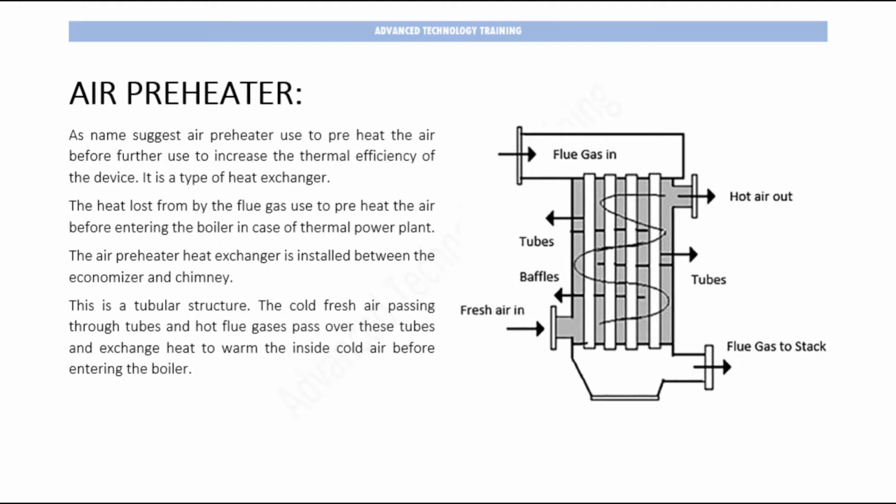The heat lost by the flue gas is used to preheat the air before entering the boiler, in the case of a thermal power plant. The air preheater heat exchanger is installed between the economizer and the chimney. This is a tubular structure. The cold fresh air passes through tubes and hot flue gases pass over these tubes and exchange heat to warm the inside cold air before entering the boiler.